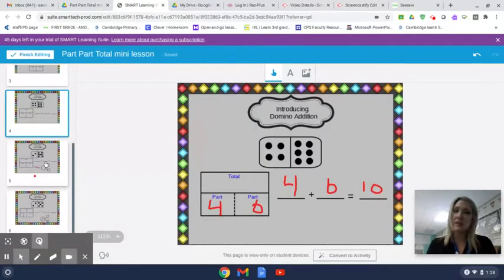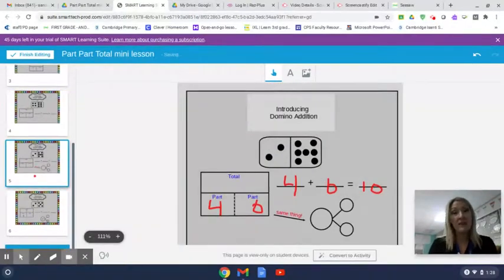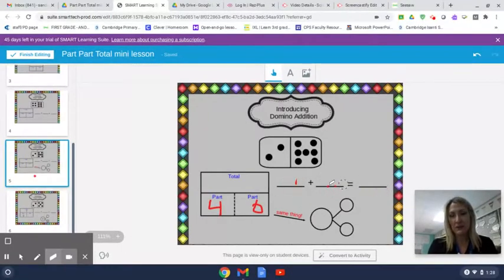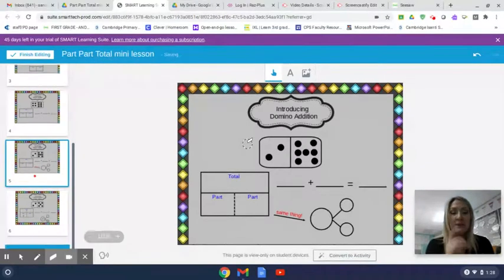Let's try another one. This time we're going to look at the number bond with the domino and the part total diagram. That's a lot, but I want you to understand that we can use all those different parts to get the same answers. They're just different strategies. So let me erase these for you. See how we have a little arrow there that says same thing. So this time, see if you can do this one with me.